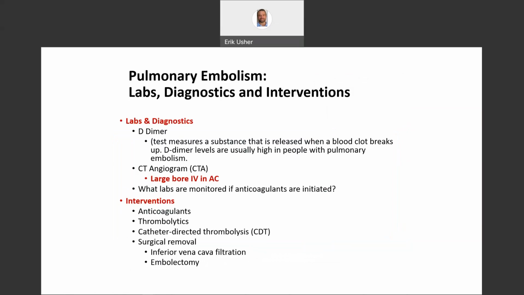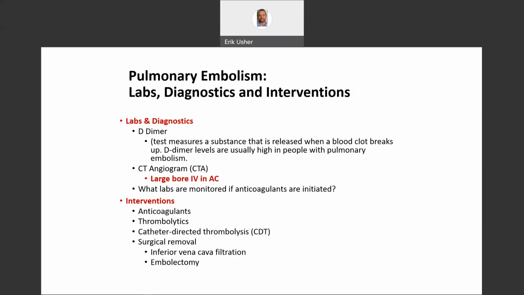So it's a test that measures the substance that's released when a blood clot breaks up. So D-dimer levels usually elevate. They're high in people with pulmonary embolisms, but the sad thing is they're also high in a couple of other things, COVID being one of them, can elevate the D-dimer. So it's not specific for it, but if it's negative, it usually can rule out.